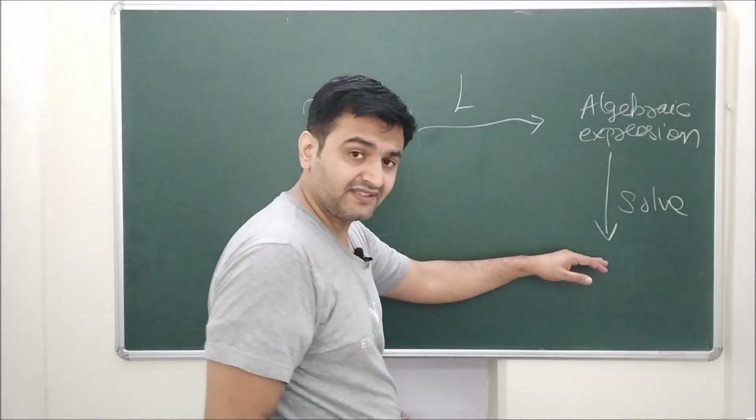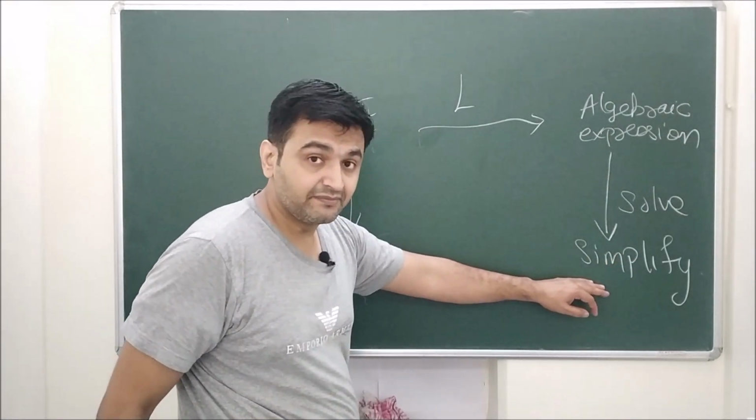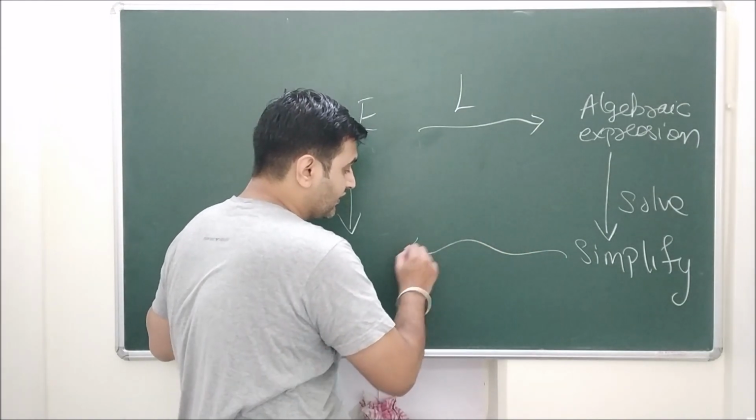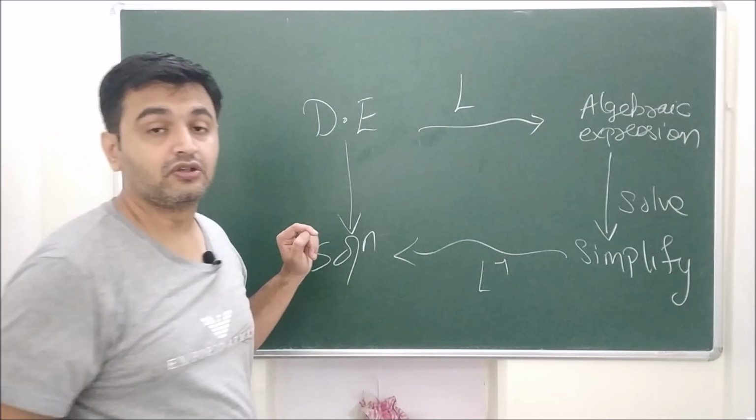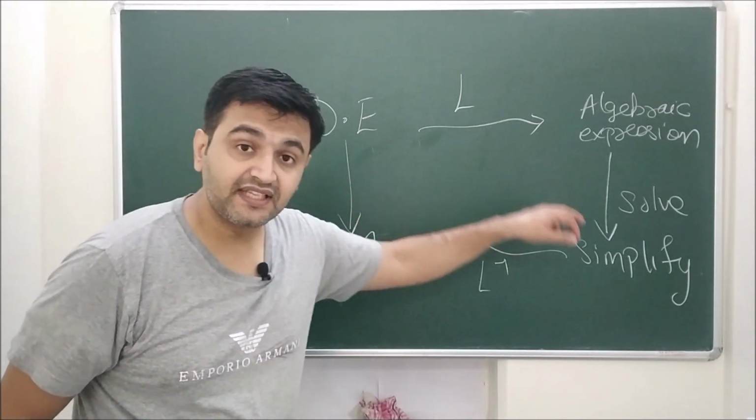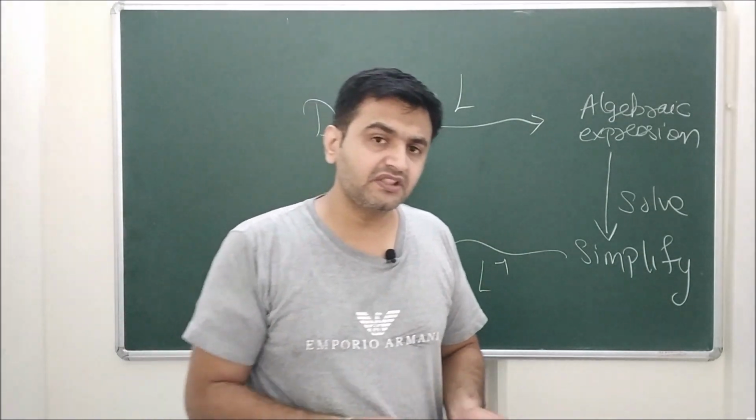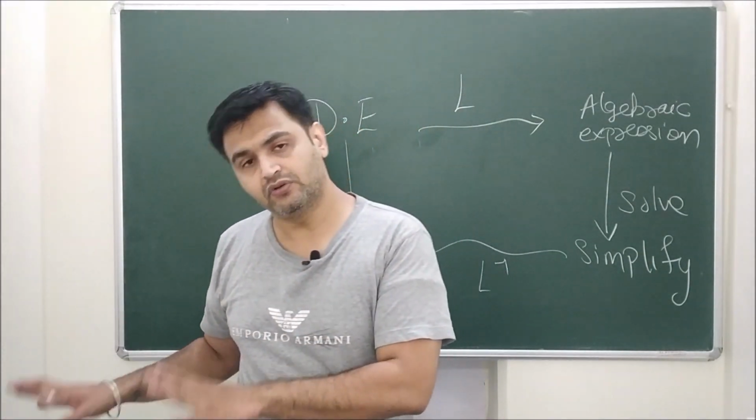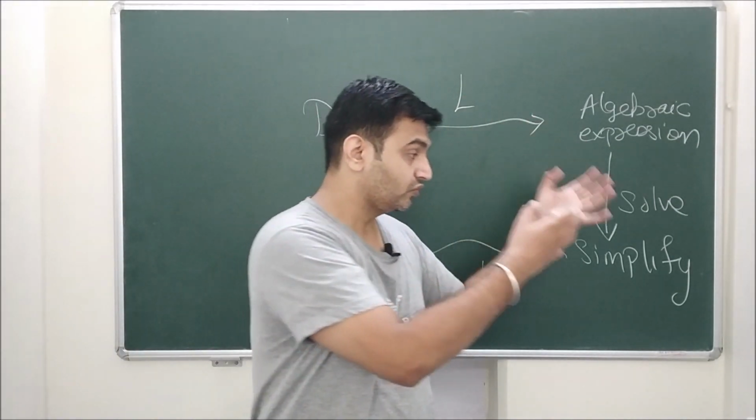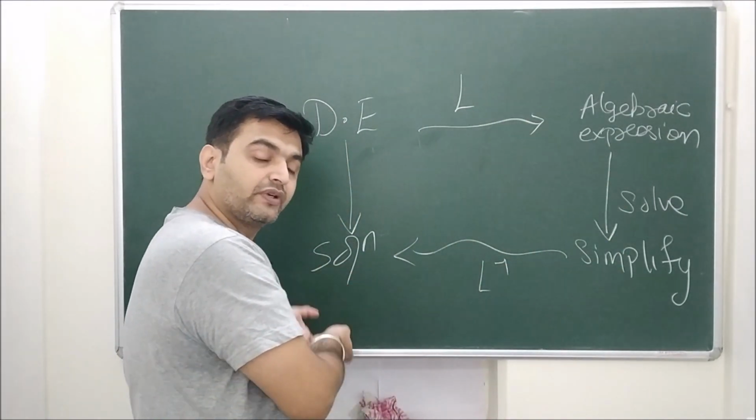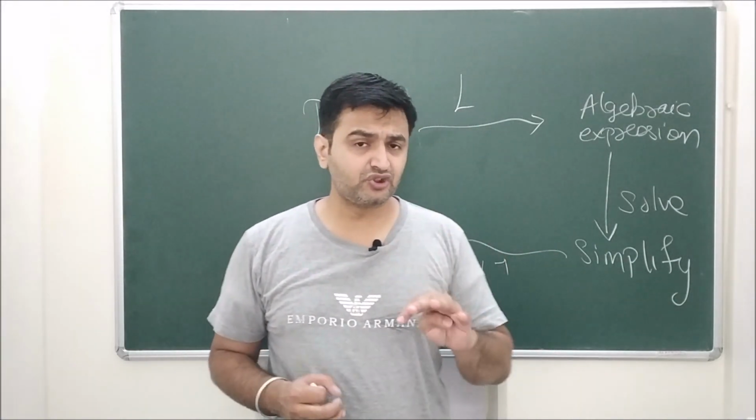So we try to solve this algebraic expression and we simplify. Simplify means we solve this. Once we simplify, we take the Laplace inverse, and what do we get? We get the solution of the differential equation. So that's how the cycle goes. Algebraic equations are much easier to solve as compared to differential equations, and that's what Laplace does. It does this conversion, you solve, you take the Laplace inverse and you get the solution of the differential equation. So these are the 4 points which one should know at the start.